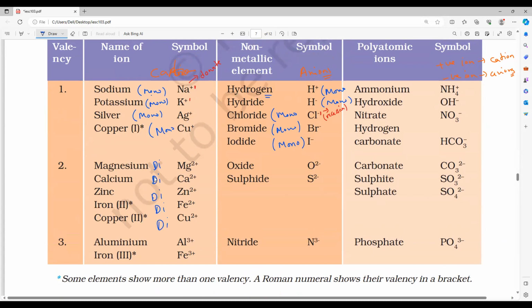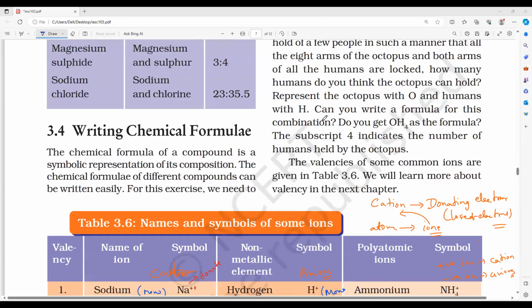Yesterday I said that for metals, those which are donors, the name will not change. Donor name will never change. But for receivers, at the end, it will end with suffixes. What is that? I told you yesterday. It will end with IDE, ATE. What else next?